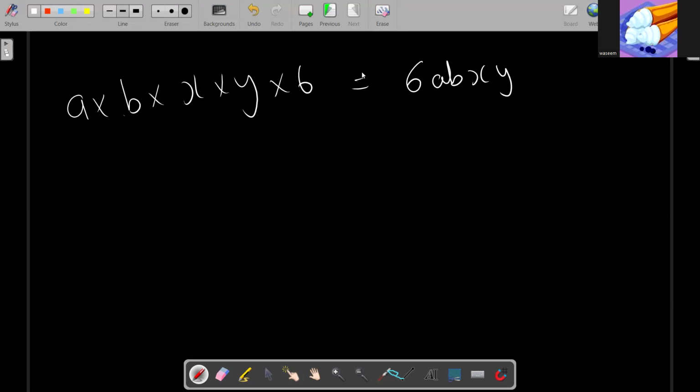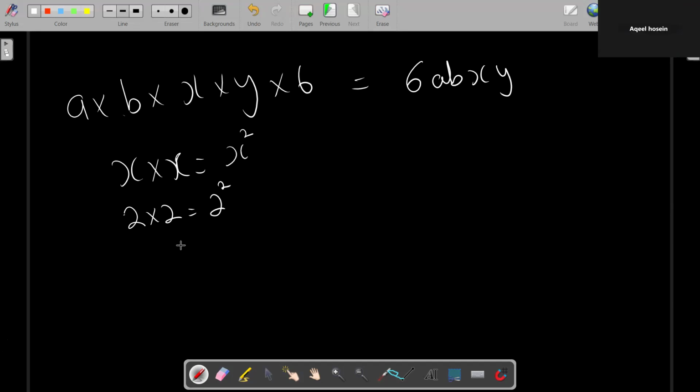I'm going to call somebody new. Akil Hussein, pay attention to me here. X multiplied by X is? Take your time. X multiplied by X is? Good try. Let me make it simple for you. 2 multiplied by 2, we call this 2 to the power 2, or 2 squared. So X multiplied by X, a term multiplied by itself, is that term squared or raised to the power 2. Yes, sir.